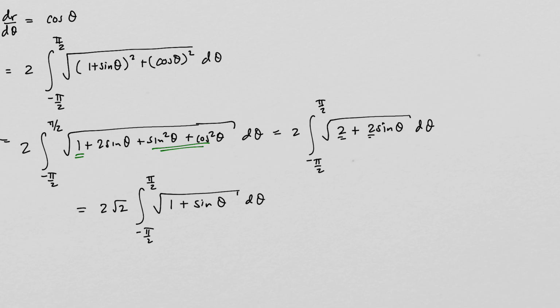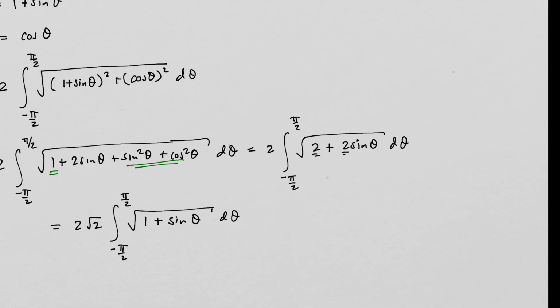So what we need to do now is remember that we have an identity. 1 plus sine of theta. Actually, I take that back. We do not have an identity. I was thinking 1 plus cosine of theta. We have an identity for that. We have a half angle identity. For this one, we have to apply an algebraic manipulation.